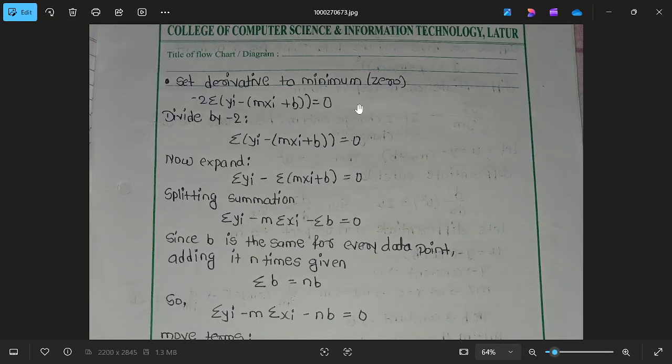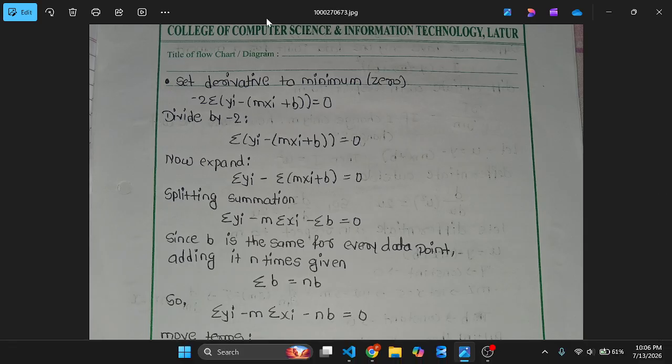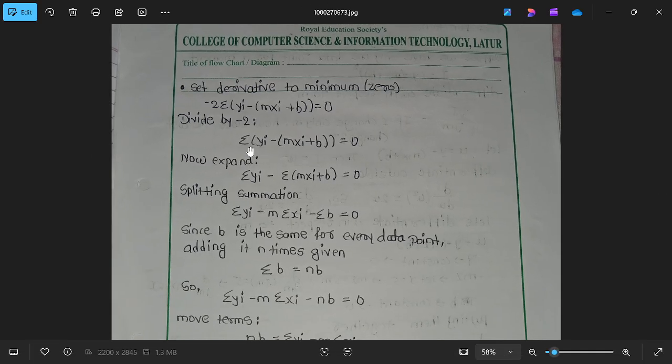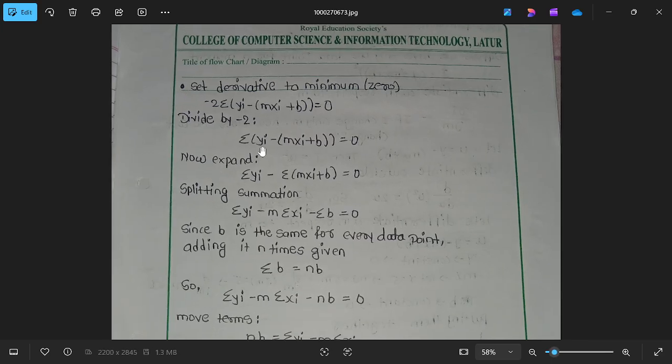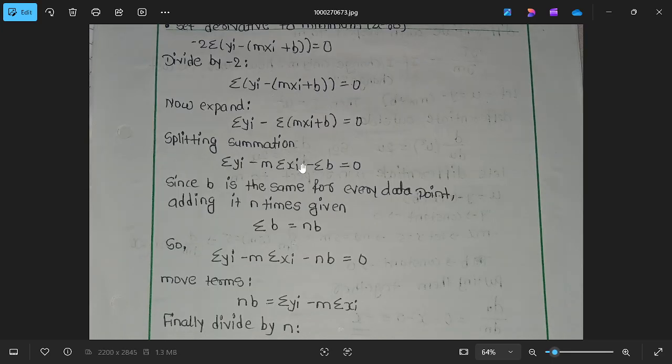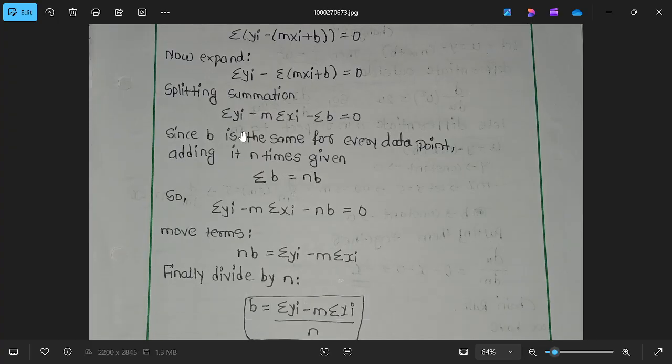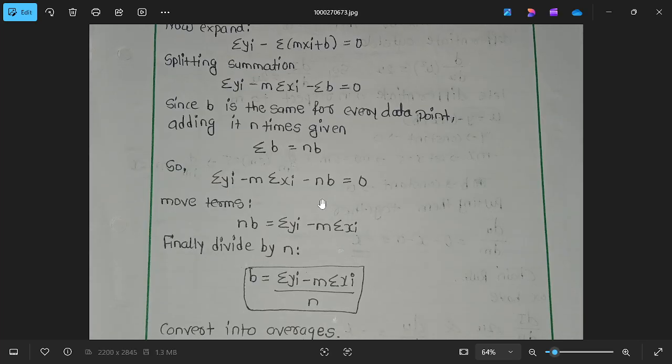Let's set it to the minimum at 0. Next we have divided the whole equation by minus 2, which cancels out the minus 2 from the equation. Now we have to expand this equation, the summation of the equation. We have taken the summation of yi separately, the summation of mxi separately, and also the summation of b separately.